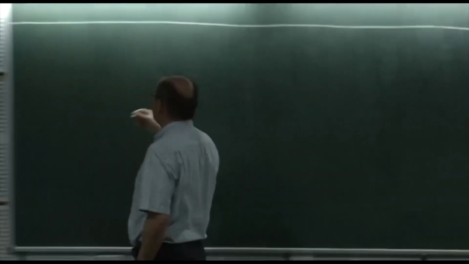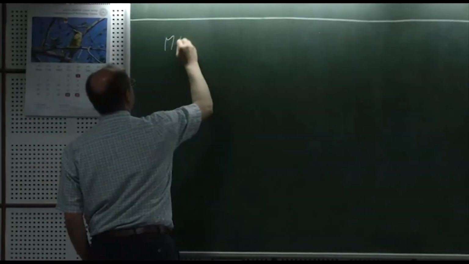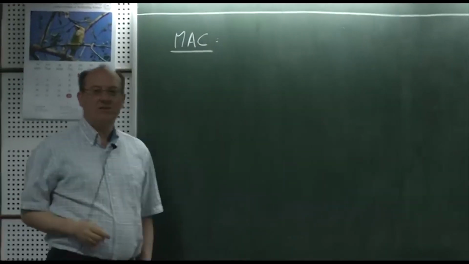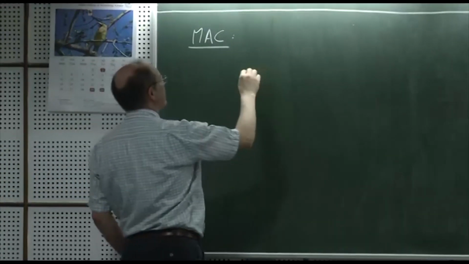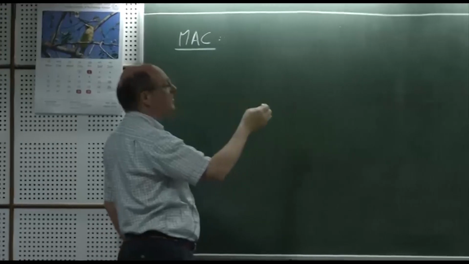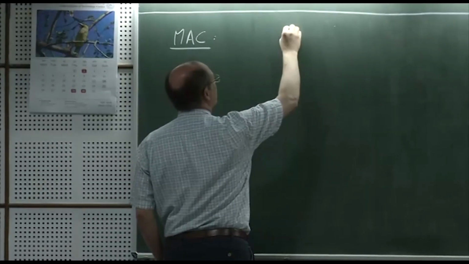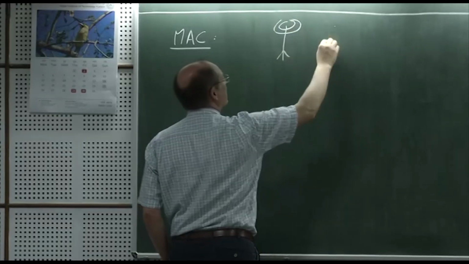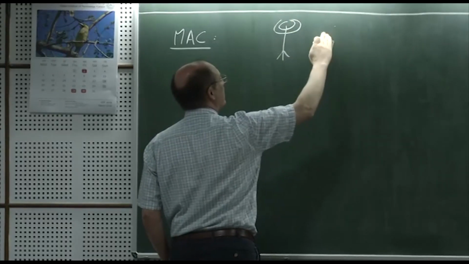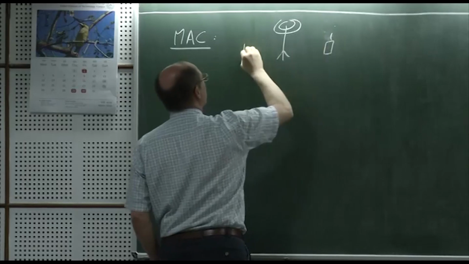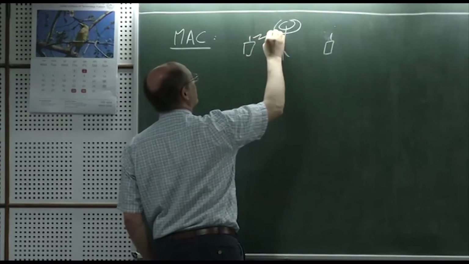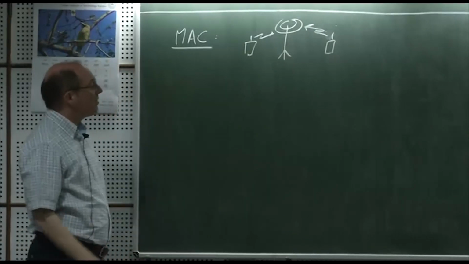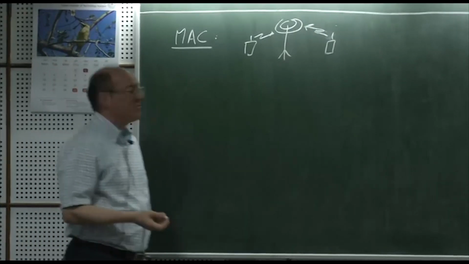Yesterday we talked about a multiple access channel, which models the uplink of a wireless communication system. The idea is if you have a base station and mobile stations. There are actually many other examples of this too.